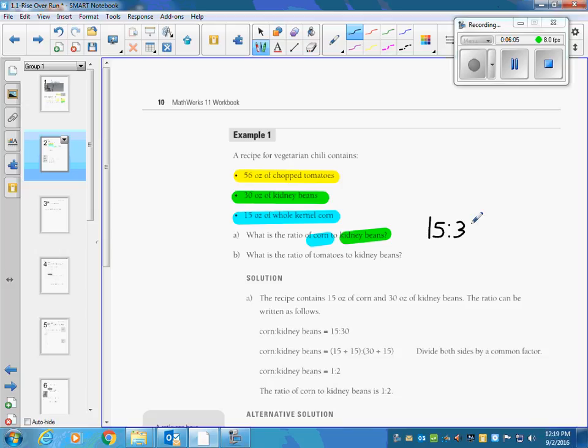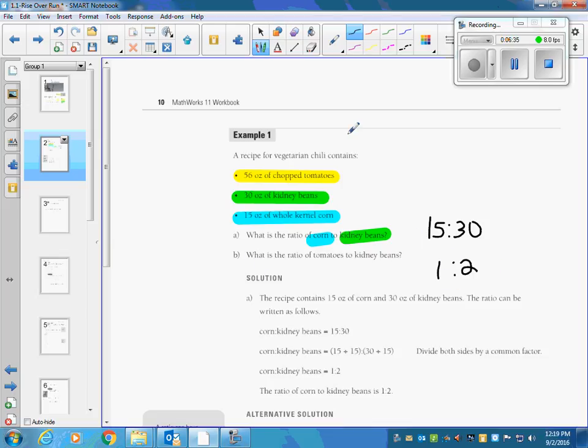Now that is a great ratio, but usually we write our ratios in the smallest way we can. So we've got to figure out the common factors between 15 and 30 and make it smaller. Well, I think 15 goes into 30 by 2. So 15 divided by 15 is 1. 30 divided by 15 is 2. So the best ratio for corn to kidney beans is 1 to 2.